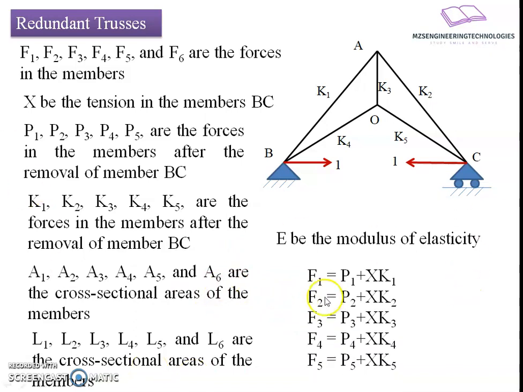Then the final force F1 equals P1 plus X times K1, meaning the addition of the P forces, that is the statically admissible case, plus X into K1, the coefficient of the redundant force. These two additive effects will define the final force in the member. Similarly, we can go on for the ith member here.